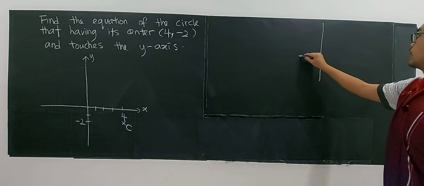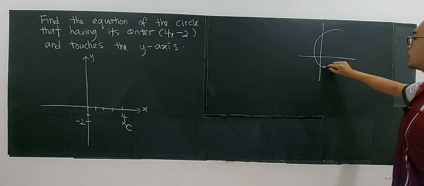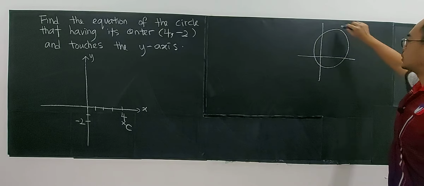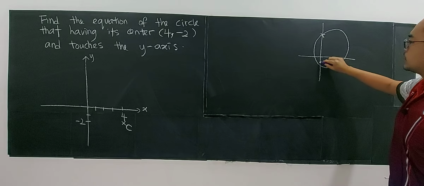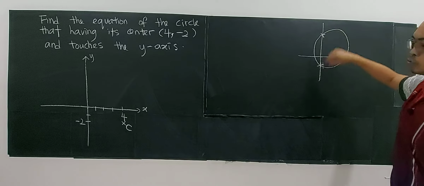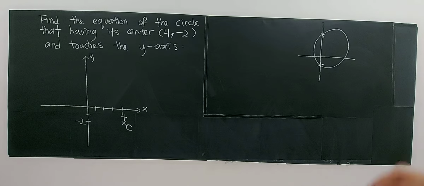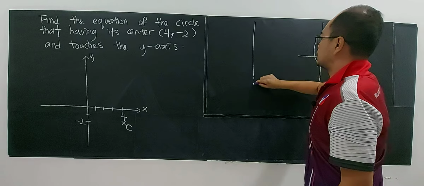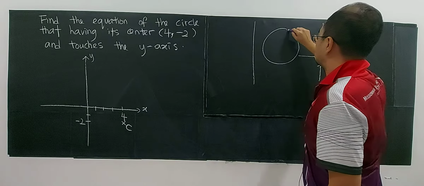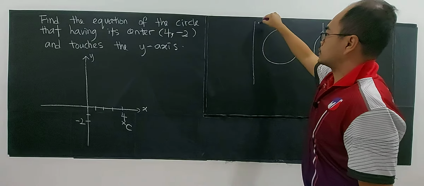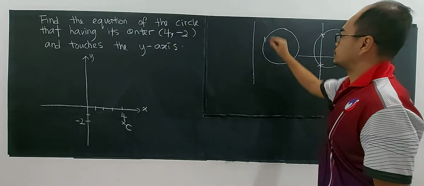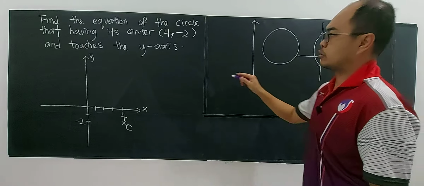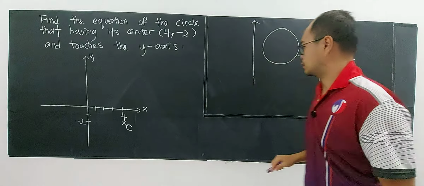This is called cross, right? Intersect or cross. Cross means you're crossing at 2 points, right? So you cross the y-axis at 2 points. Or you can say that the circle does not intersect the y-axis, meaning that they won't intersect the y-axis. But for this case, they touch the y-axis.